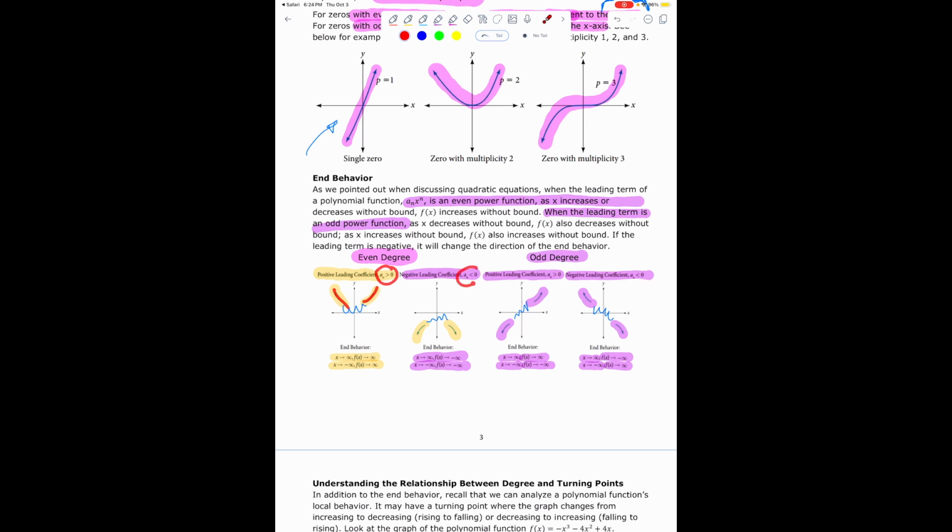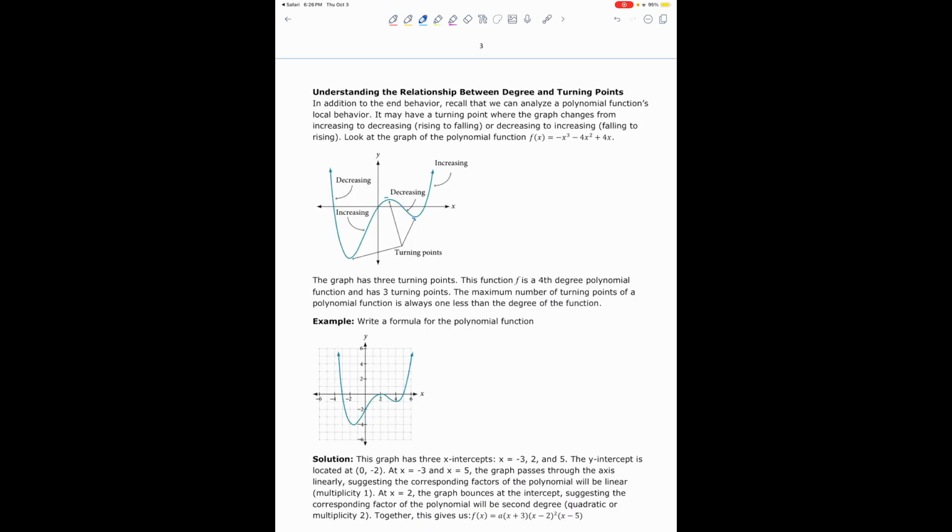If it's negative, two arms down. If the degree is odd, then if the leading coefficient is positive, we're going to have an increasing polynomial behavior. If the leading coefficient is negative, we're going to have decreasing behavior. One arm up, one arm down, one arm up, one arm down. Understanding the relationship between degree and turning points.